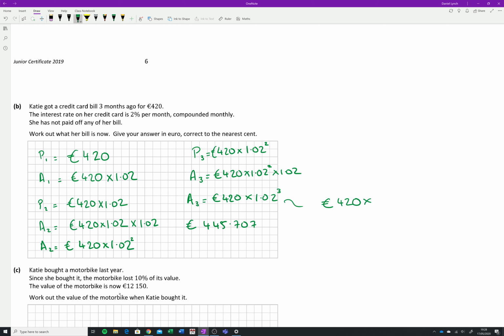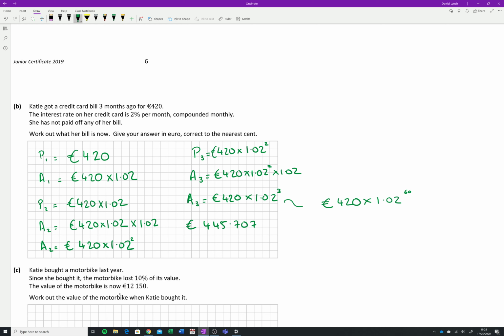And by the way, just something that's worth doing, just to see how crazy this can get. Let's say she leaves it for a while. Okay, she gets real lazy. Let's say she leaves it for, I don't know, 5 years. Not mad, people hold on to credit card debt for a whole lot longer. So if you do 5 by 12, that's 60 months. So it'll be 1.02 to the power of 60.